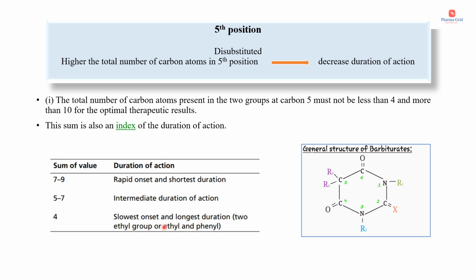And the next point is the nature and branching of chain as well as unsaturation. Unsaturation means presence of double bonds, triple bonds or ring systems. If there is unsaturation, it will increase the lipophilicity. Increased lipophilicity means it can enter the central nervous system very fast. That will lead to shorter duration of action.